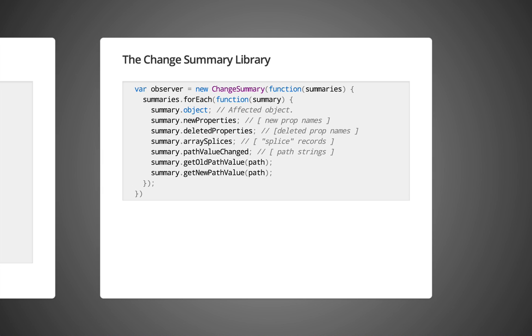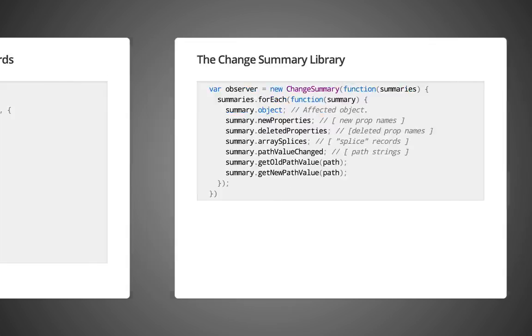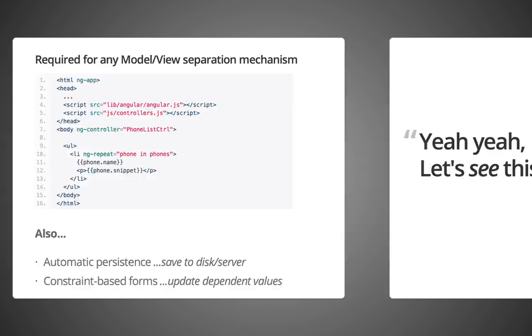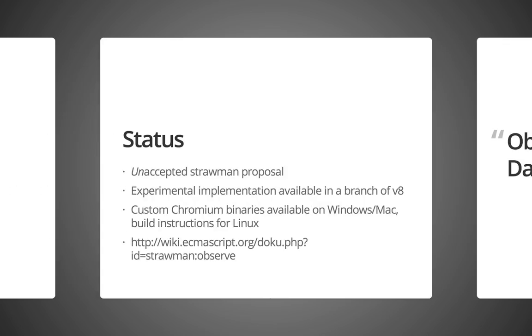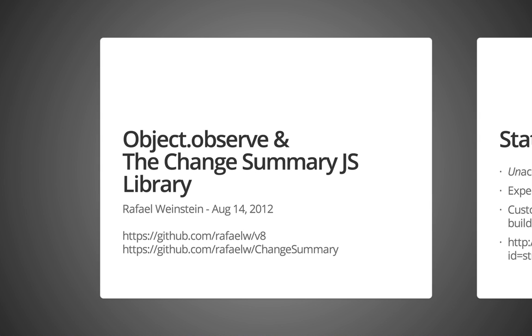So give it a try, dive in, give us feedback. Again, this is available from GitHub. There's two projects, RaphaelW/V8, RaphaelW/ChangeSummary. The binaries are linked to from there. Try it out, submit feedback to ESDiscuss, that's also linked, and help us make this a successful feature.